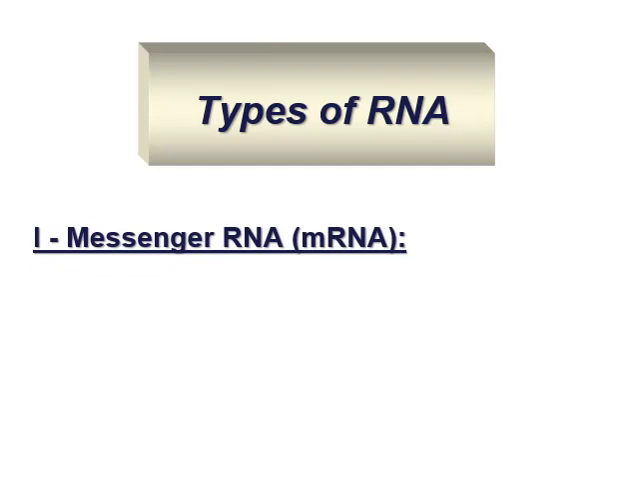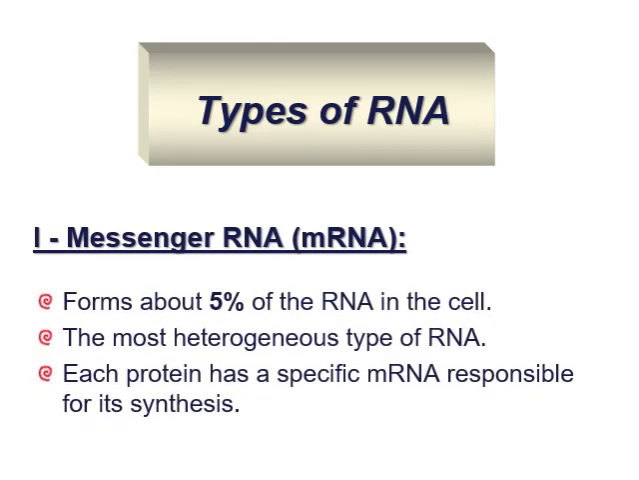في البداية هنتعرف على types of RNA in the cell. Types of RNA. Number 1, messenger RNA. Forms about 5% of RNA in the cell. The most heterogeneous type of RNA. Each protein has a specific mRNA responsible for its synthesis.